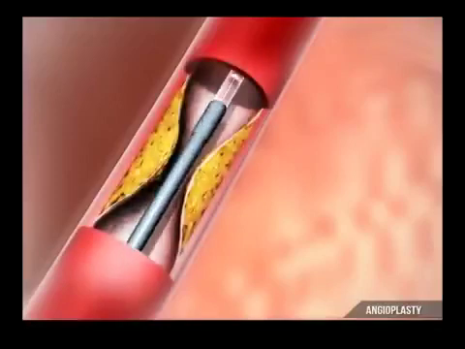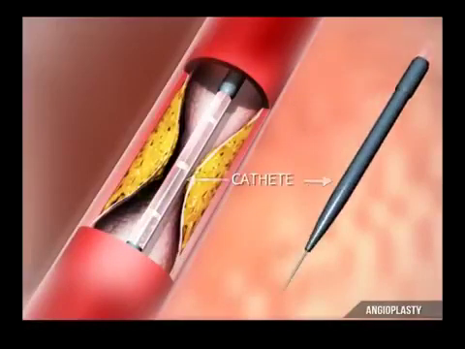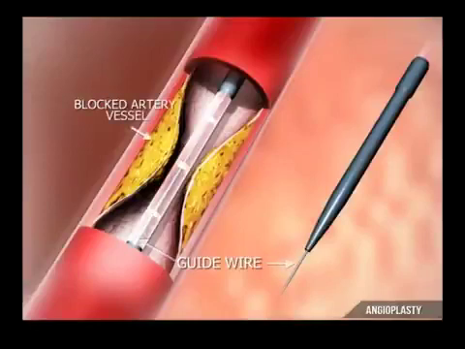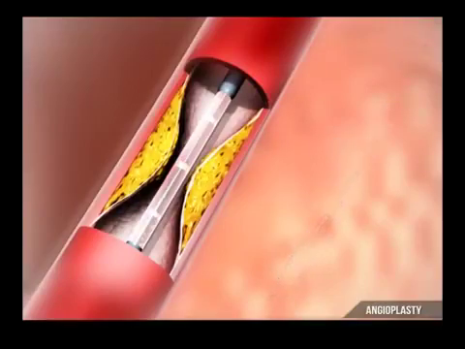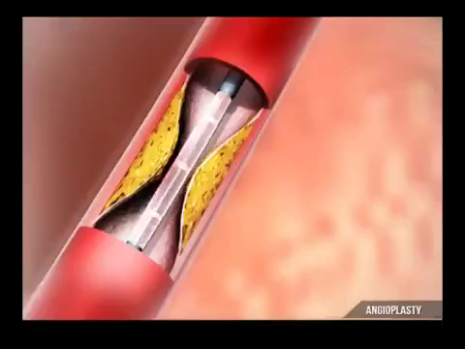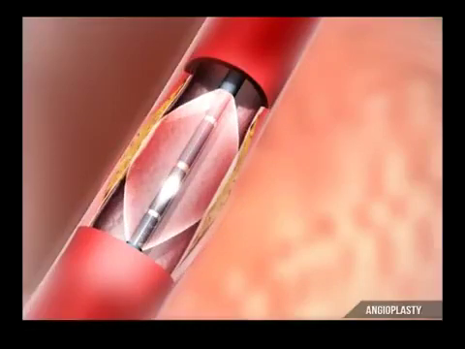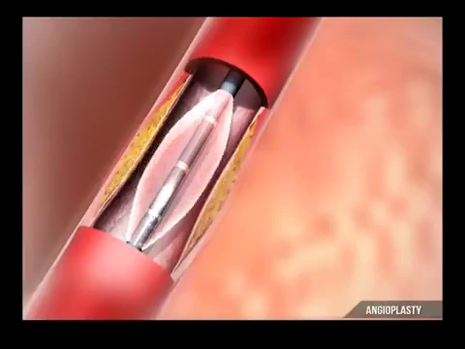Then, a long, thin plastic tube called a catheter is passed over the guide wire towards the blocked segment of the coronary artery. A deflated balloon is placed at the tip of the catheter. After the tip of the catheter reaches the blocked segment of the heart artery, the balloon is inflated. With the inflation of the balloon, the plaque is flattened and the blood vessel is opened up. The balloon is then deflated and removed.